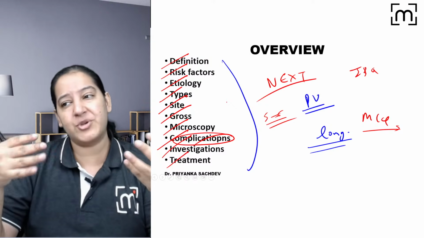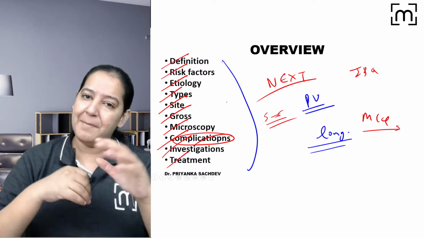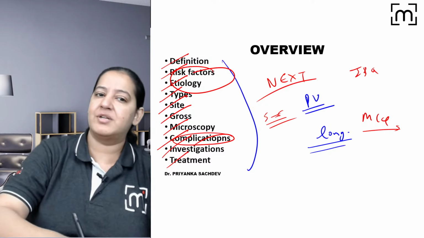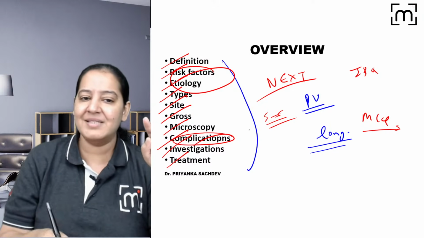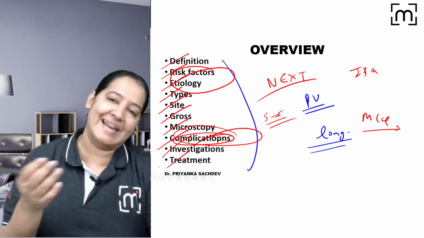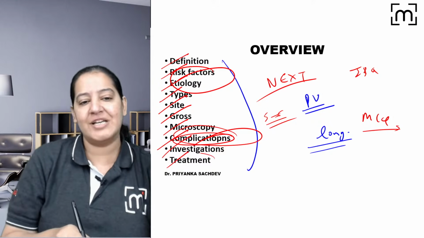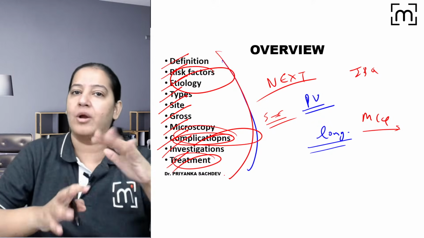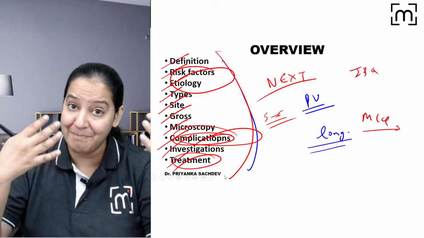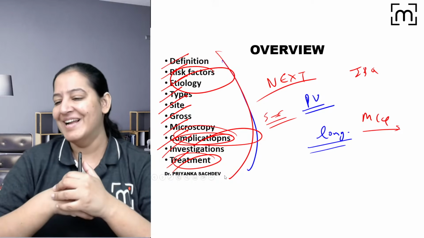You cannot read the same topic 3 times in 3 different subjects. In pathology, I should explain you only the etiopathogenesis of peptic ulcer. That's it. In medicine, I should explain you only the complications and clinical features. In pharma, I should explain you only treatment. But if you compile all, it's a complete topic. That is the meaning of integration. You got my point?